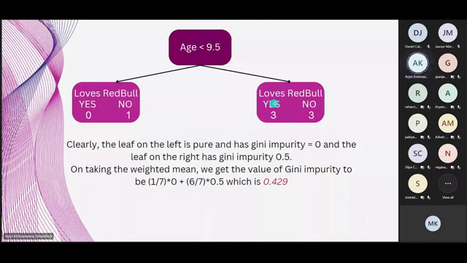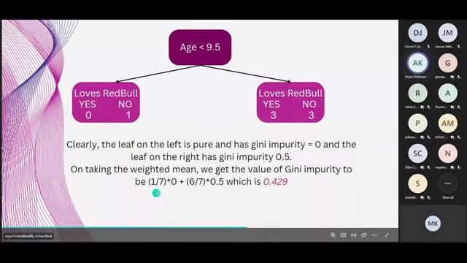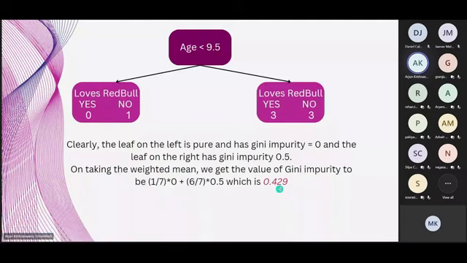And the Gini impurity value for this is 0, and it's pretty clear, it's a pure leaf. And for this, it's 1 minus (3/6)² minus (3/6)², which is 0.5. So again, when we find the weighted average, and I'm sure you guys understood what weighted average is, this will give 0.429. So this is the Gini impurity for this split.